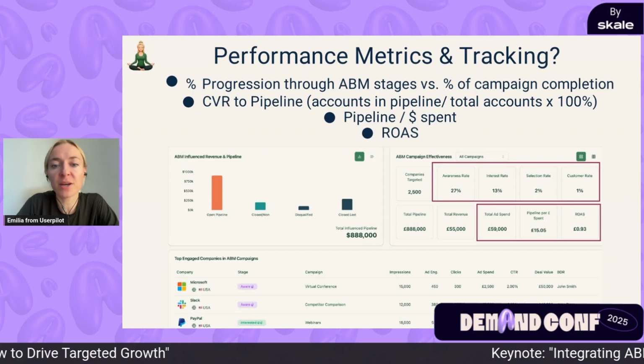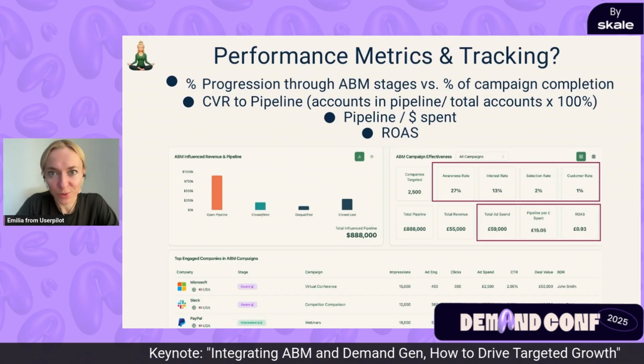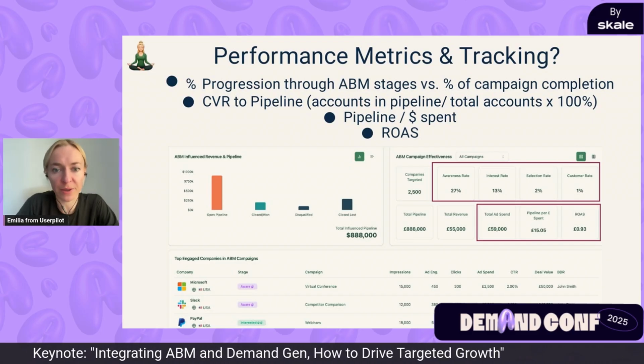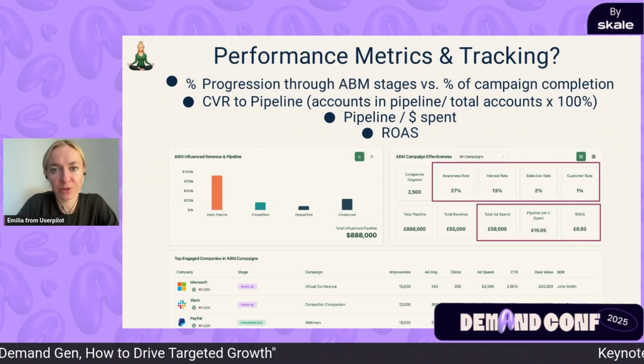We look at the conversion rate to pipeline. So how many accounts we have in pipeline versus the total number of accounts. This is a very small number, usually, with the one-to-many campaigns. And a very important metric, leading metric, pipeline per dollar spent.